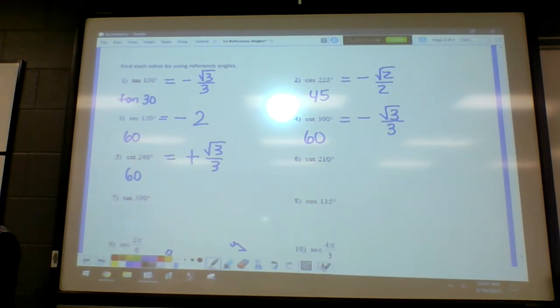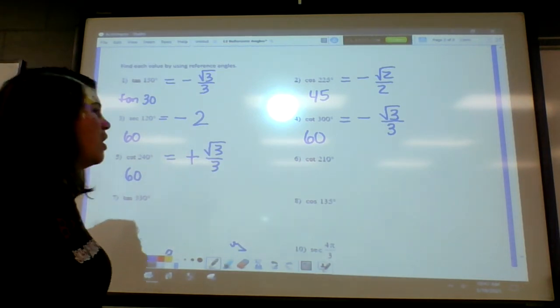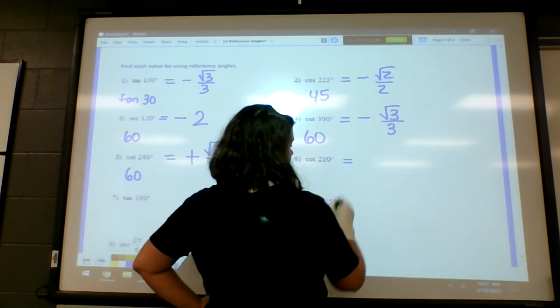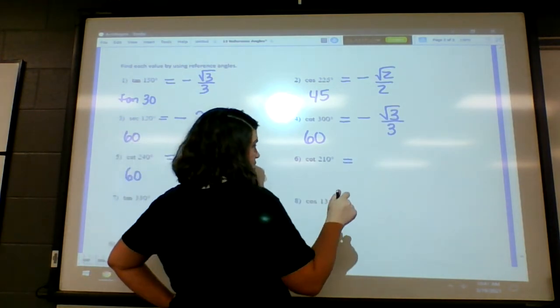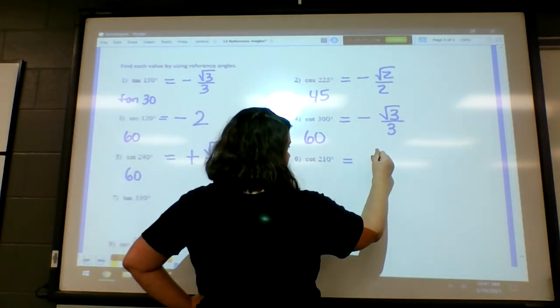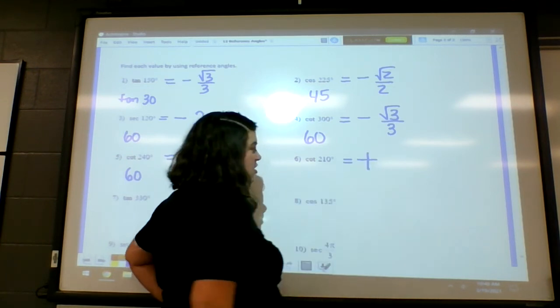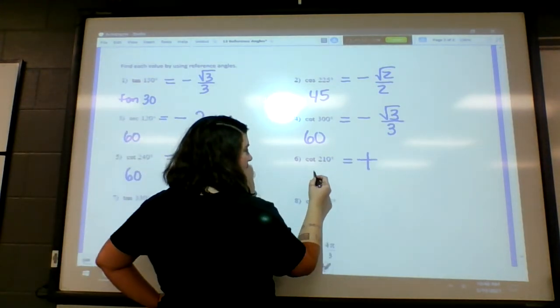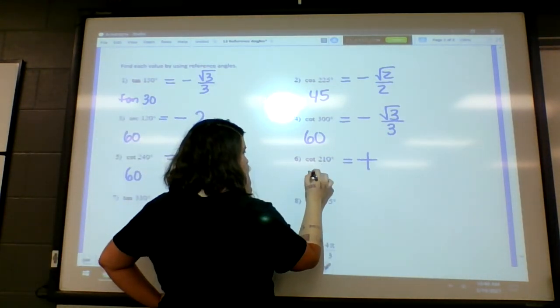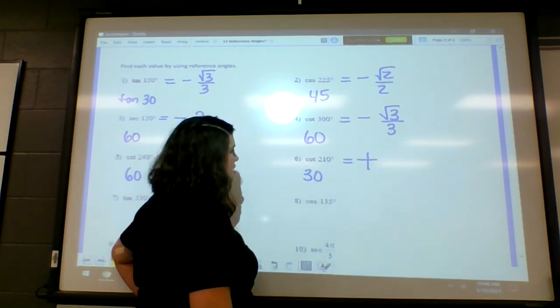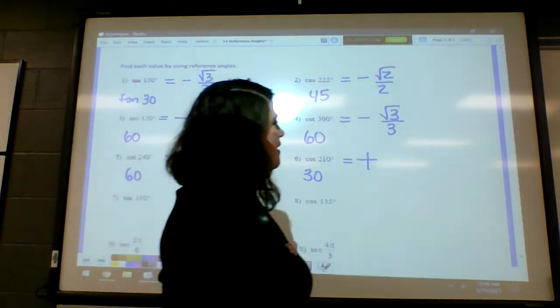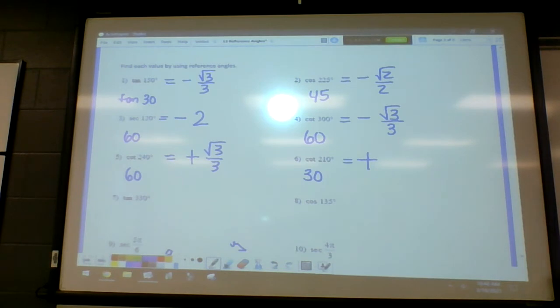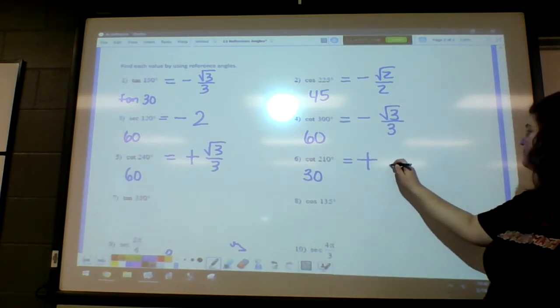All right, cotangent 210. So 210 is in what quadrant? The third quadrant. Cotangent positive or negative in the third quadrant? Positive, so you can put a plus or you can just leave it blank. And then 210, what's our reference angle for 210? 30, going back to 180, right? So 30. So we need the cotangent of 30. So here's 30. Cotangent is cosine over sine. So square root of 3 over 2 over 1/2, which is just square root of 3.